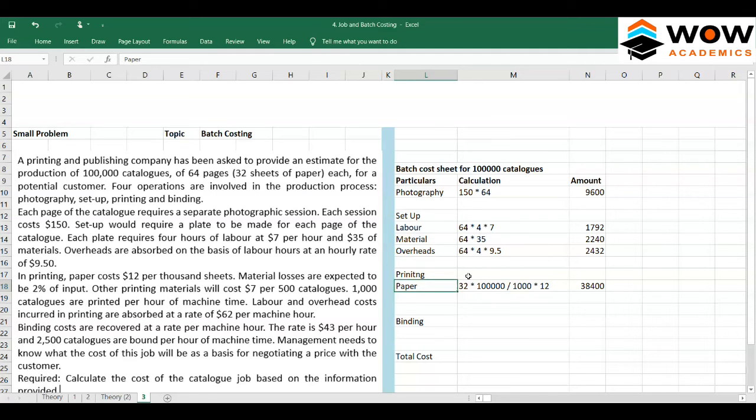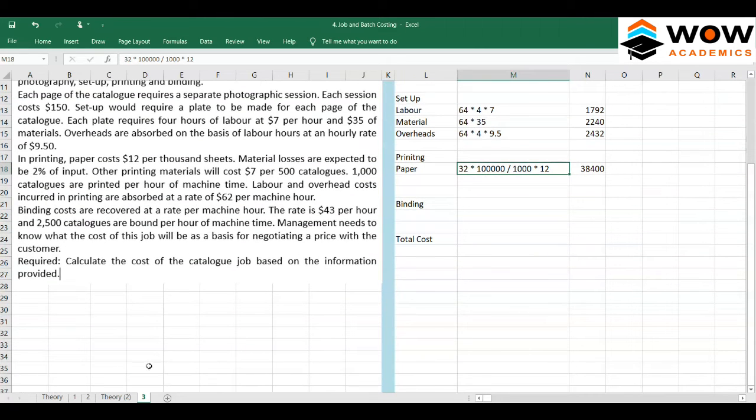But there's a hint here. We can't take this amount here because he says material losses are expected to be 2% of input. So what we'll do is have a working note. We'll put a working note and find it out. So working note number 1 we'll put.